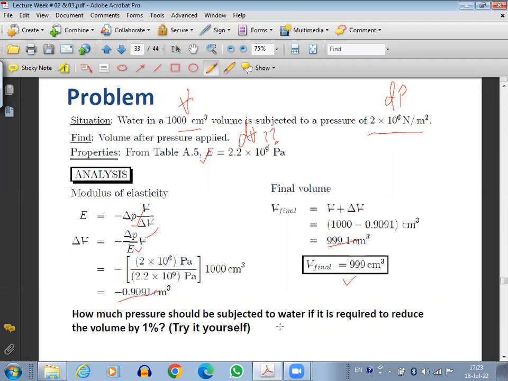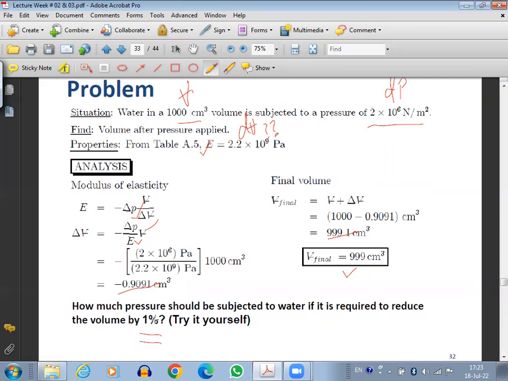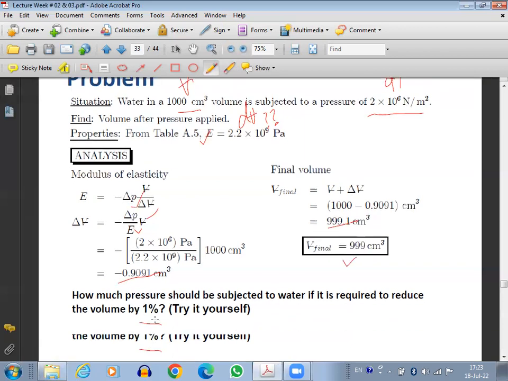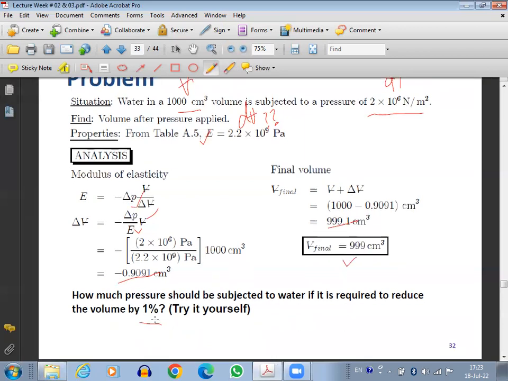So there is a small problem. How much pressure should be subjected to water if it is required to reduce the volume by 1%? I mean, you can try it yourself. That's a simple problem. So that's the concept of elasticity. The concept of elasticity is done.